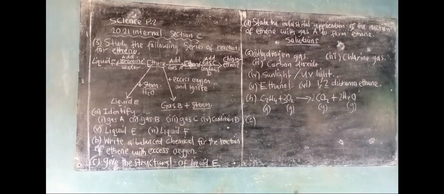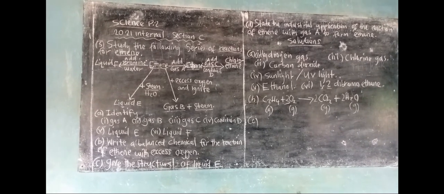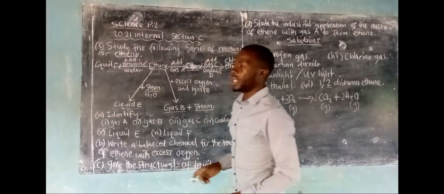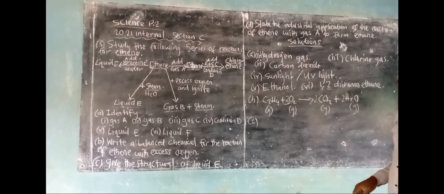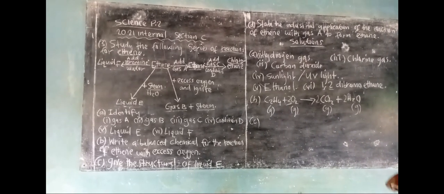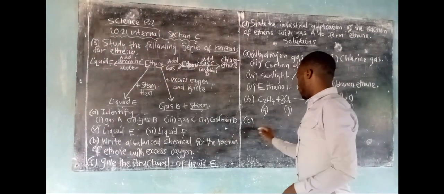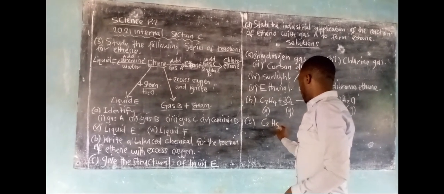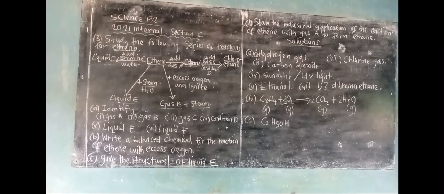Okay, C. Give the structural formula of liquid E. So E, we know it is ethanol. So we give the structural formula of ethanol. Before we do that, maybe we just write the molecular formula, then we get the structural formula from the molecular formula. Okay, so the molecular formula for ethanol is C2H5OH.